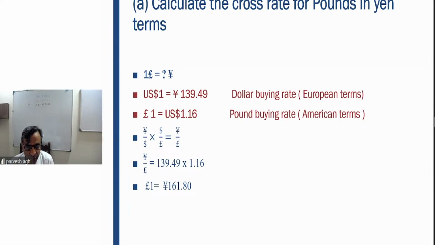But historically, first you need to buy a dollar. Where? In Japan. So you need 139.49 yen to buy $1. Then you look at the pound rate and buy pounds. You have dollars with you, so you can now buy pounds from them. So you have both the quotes in order: the first quote is European and the second quote is American. Perfectly in order, so you can calculate that. I hope you followed.